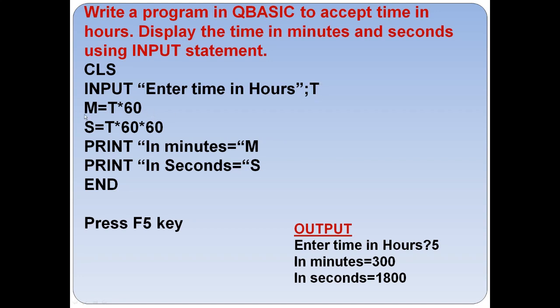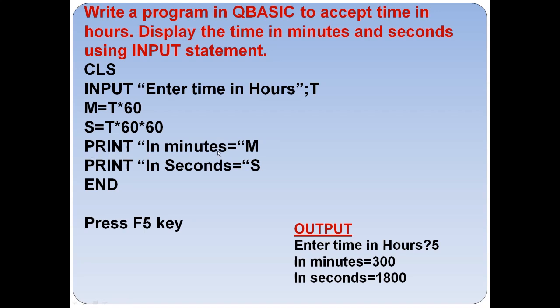So that when we convert it into minutes, we know 1 hour is equal to 60 minutes. So t is multiplied by 60. Then the value of t multiplied by 60 becomes minutes, then multiplied by 60 again becomes seconds, because in 1 minute there are 60 seconds. So 60 multiplied by 60 is for converting into seconds.